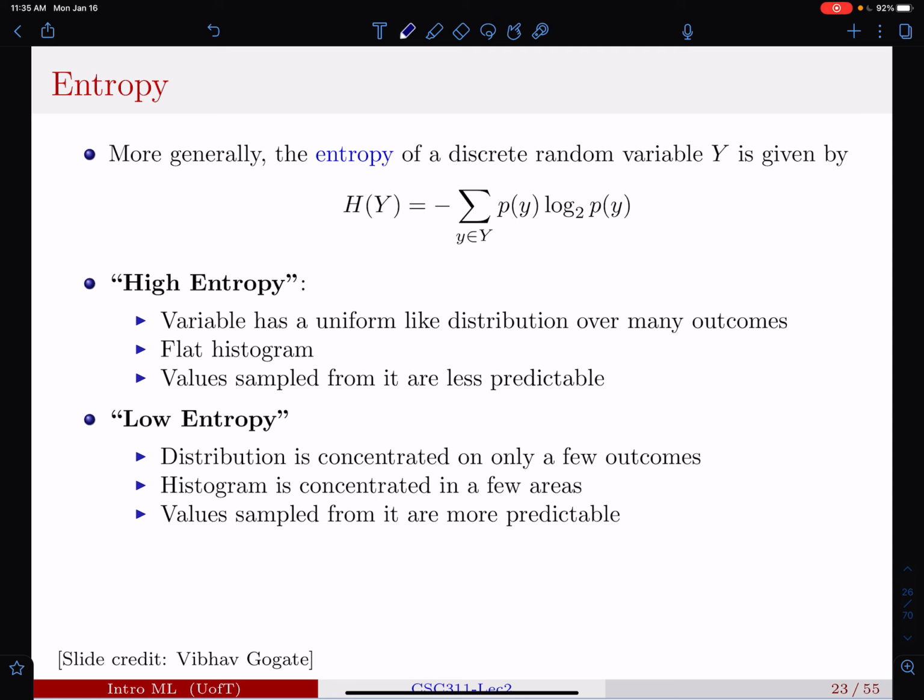And we can sort of intuitively just describe high entropy and low entropy distributions. High entropy is when we have more of a uniform type distribution, where there's more uncertainty about the outcome and it's less predictable. Whereas low entropy is when our distribution's more concentrated in just a few outcomes. It might be something like this, whereas high entropy is more uniformly distributed, right?